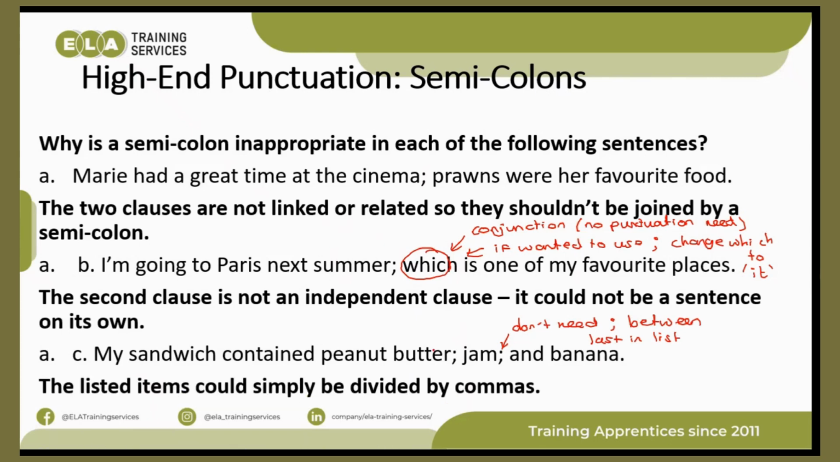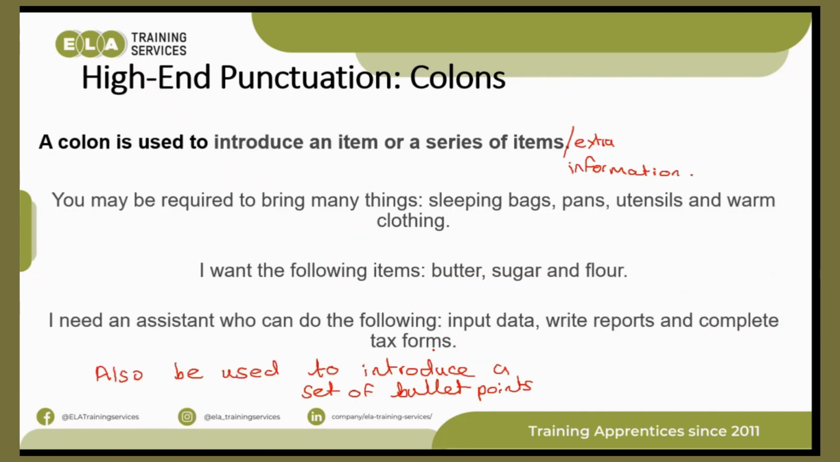Okay, so that's our semicolons. Next, we have our colons. So colons are used to introduce an item or a series of items or to provide extra information. So, for example, you may be required to bring many things: sleeping bags, pans, utensils, and warm clothing. I want the following items: butter, sugar, and flour, and I need an assistant who can do the following: input data, write reports, and complete tax forms.